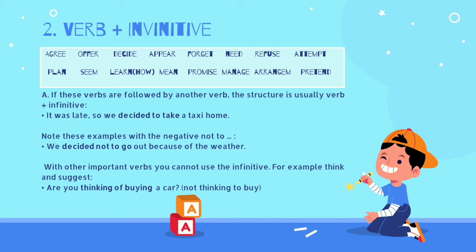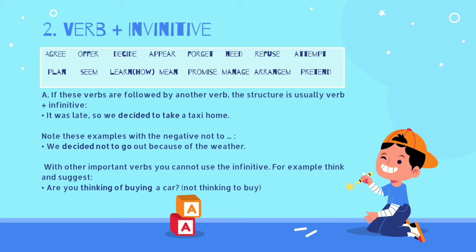Look at the word in the table. A. If these verbs are followed by another verb, the structure is usually verb plus infinitive. Example, it was late, so we decided to take a taxi home. Note this example with the negative not to: we decided not to go out because of the weather.